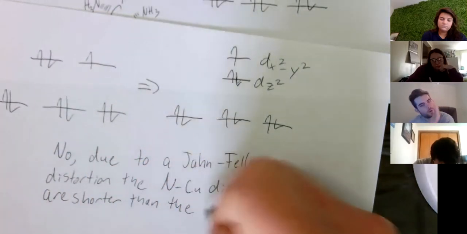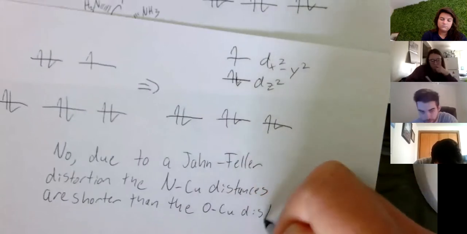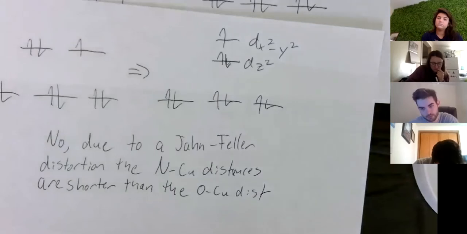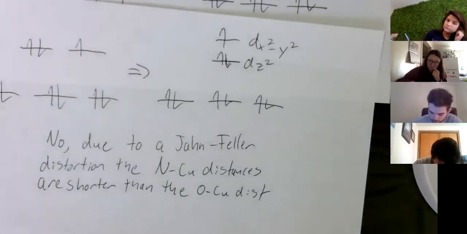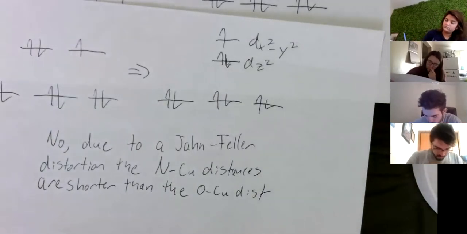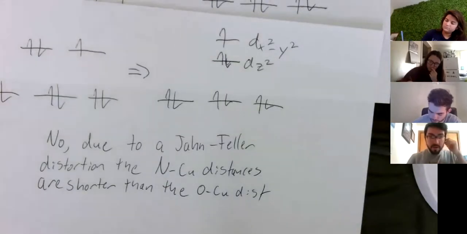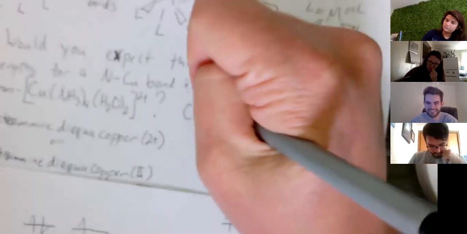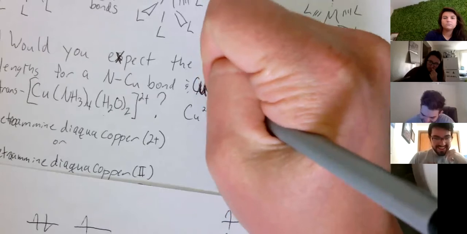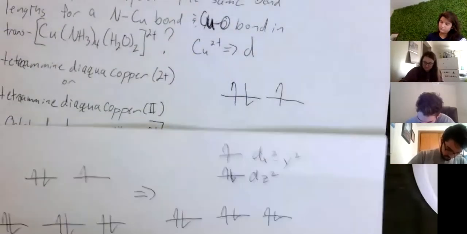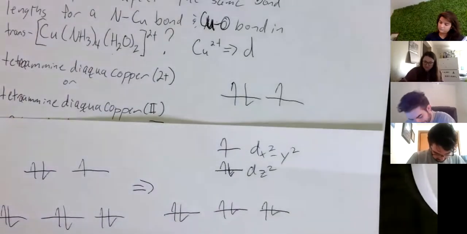Would you be able to go back up for just a second after you're done writing that, to see what the question was? I think I wrote that down wrong. The question was just asking, would you expect the same bond lengths for the nitrogen copper bond? I wrote it down wrong. I didn't realize that nitrogen was bonded to oxygen in this case. No, there are no nitrogen oxygen bonds here. It's Cu-O and Cu-N.